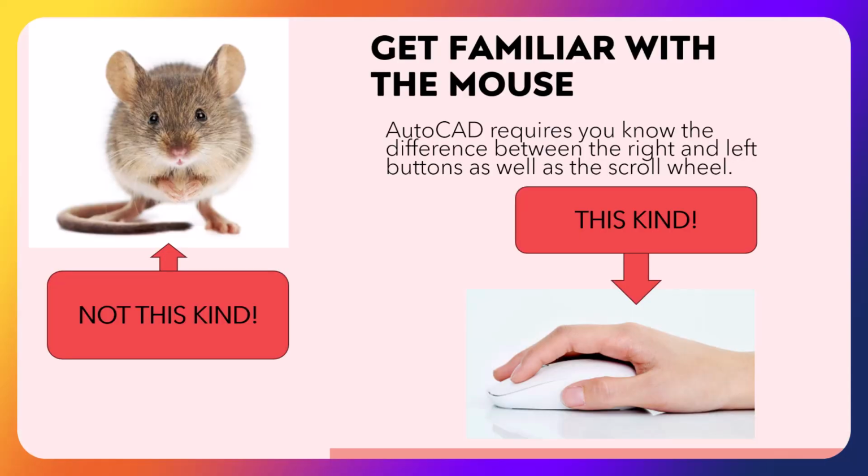You do have to get familiar with how to use the mouse. AutoCAD requires you to know the difference between the right and left mouse buttons as well as the scroll wheel. In general, the left button is used to select elements in the screen, and the right button allows you to access shortcut menus and also repeat commands and click cancel or enter to exit a command.